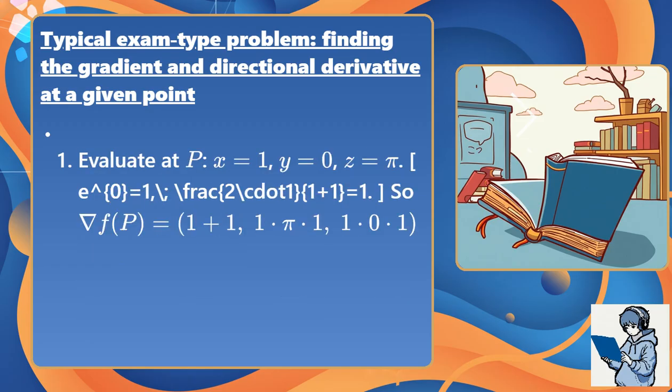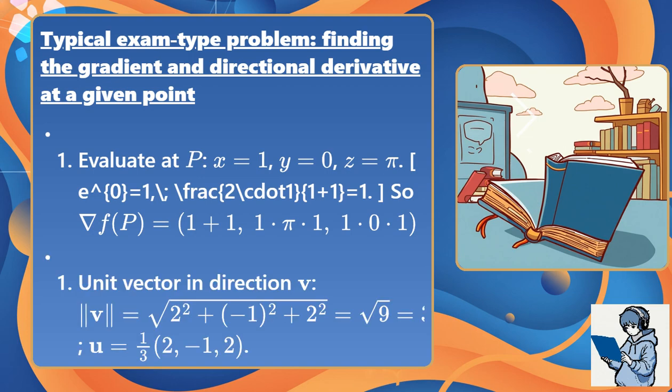Step 2: evaluate at point P where x equals 1, y equals 0, z equals pi. E to the 0 equals 1, 2 times 1 divided by 1 plus 1 equals 1. So nabla f at P equals the vector of (1 plus 1, 1 times pi times 1, 1 times 0 times 1), which simplifies to (2, pi, 0). Step 3: unit vector in the direction of v. The norm of v equals the square root of 2 squared plus negative 1 squared plus 2 squared, which is square root of 9 equals 3. U equals 1/3 times the vector of (2, minus 1, 2).